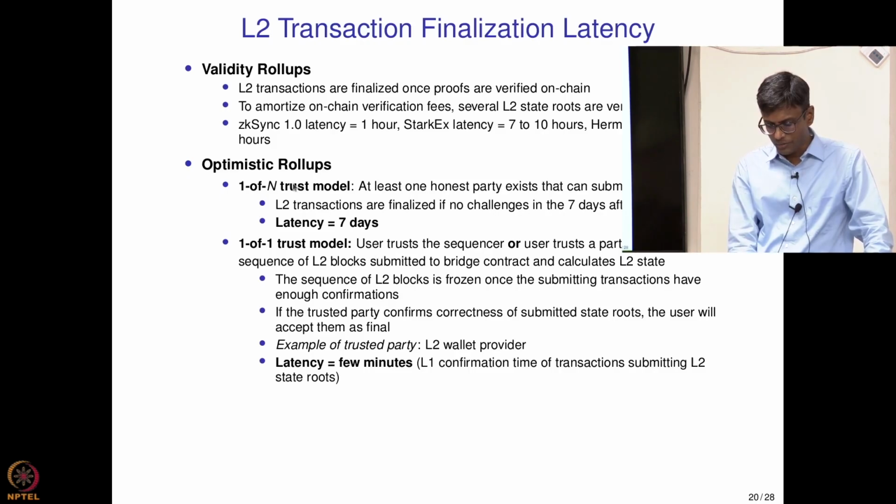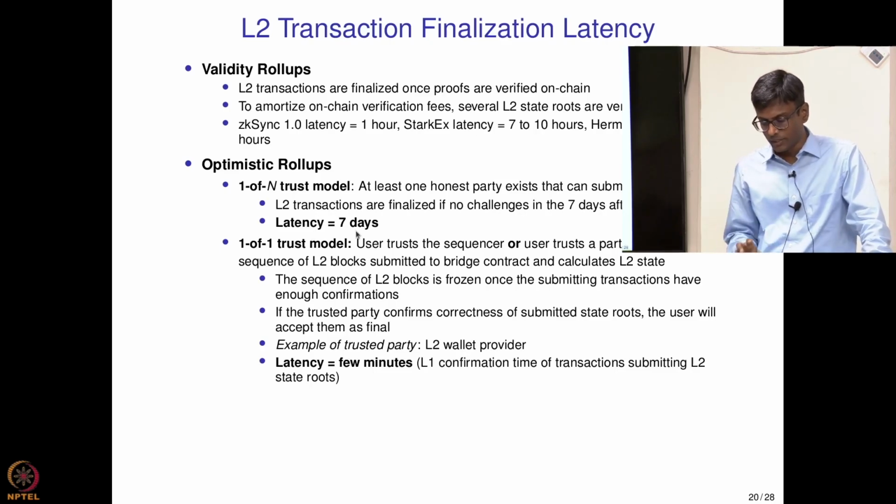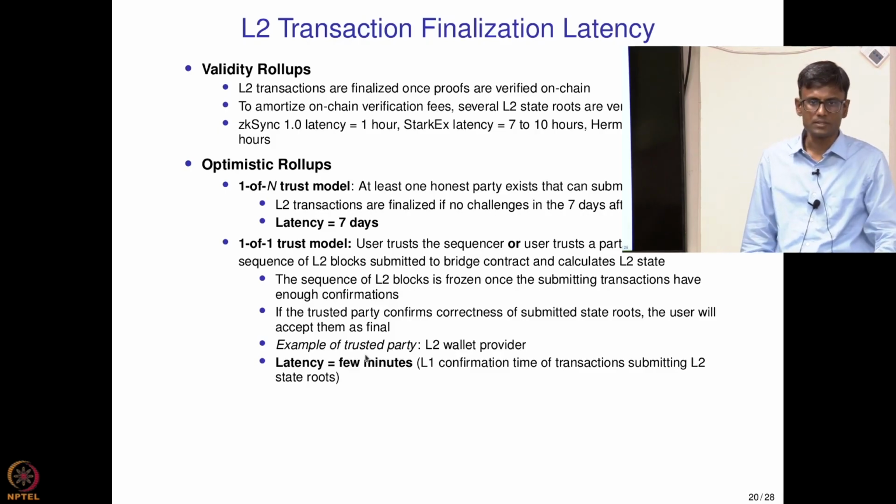So if you have a one of n trust model in optimistic rollups, you have to wait 7 days to be sure that your transaction went through correctly. But if you have a one of one trust model, which most layer 2 users have, where they trust some layer 2 wallet provider, then in a few minutes your transaction will get confirmed. So instead of 13 seconds, if you are willing to wait for a few minutes, then you will pay much less fees on layer 2.